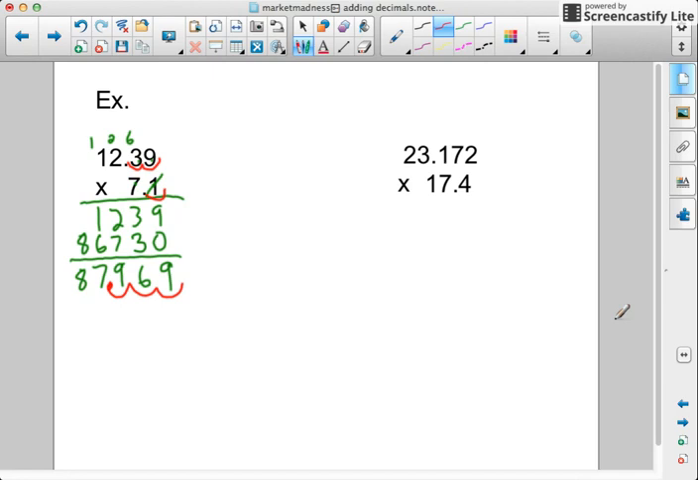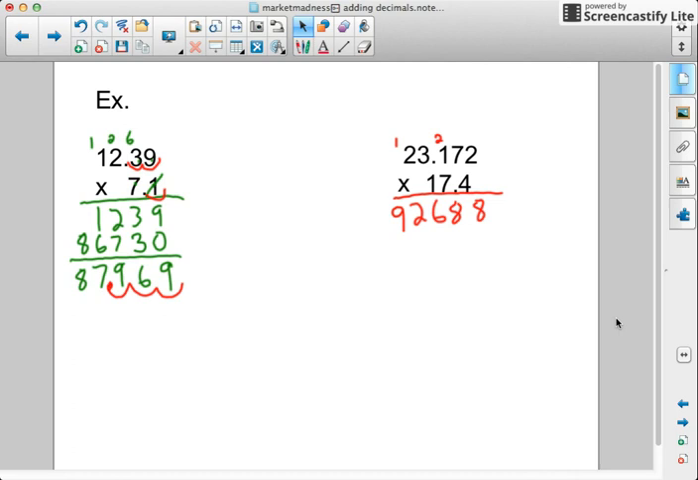So let's do a little bit longer of a question here. 2 times 4 is 8. 4 times 7 is 28. Carry my 2. 4 times 1 is 4 plus 2 is 6. 4 times 3 is 12, so put the 2, carry the 1. 4 times 2 is 8, plus 1 is 9.